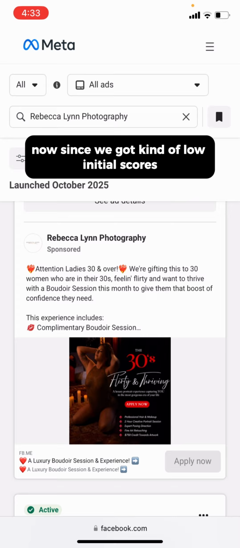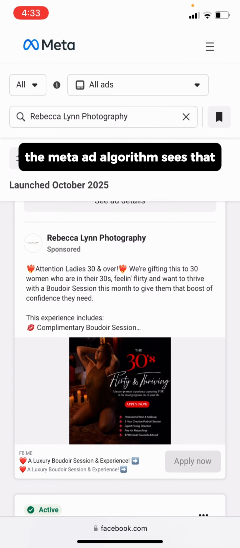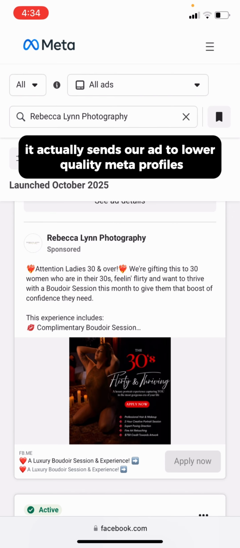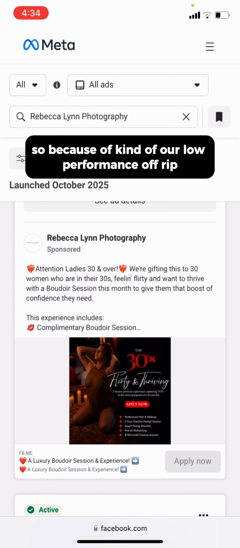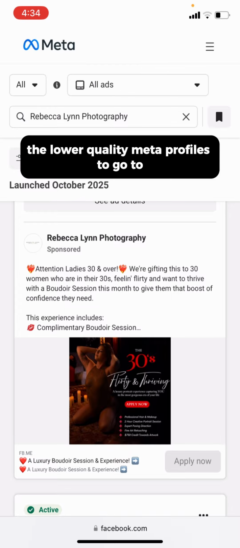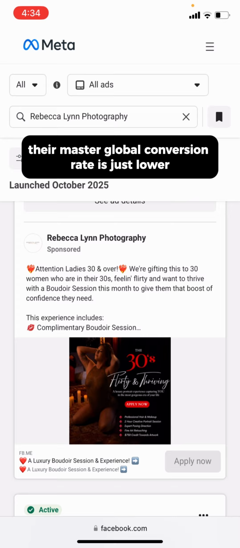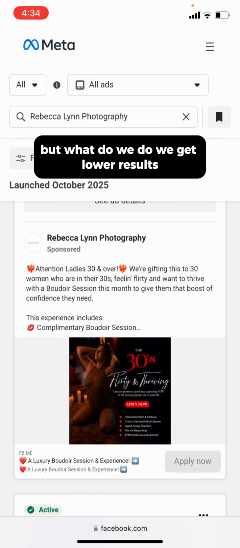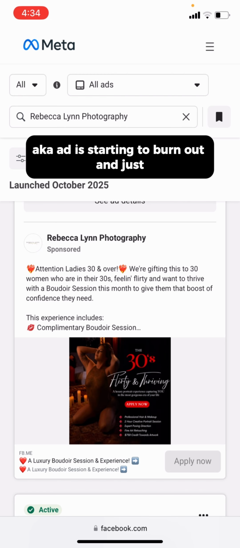Now, since we got low initial scores when we make these top 10 mistakes, the Meta ad algorithm sees that. And for tranche two, it actually sends our ad to lower quality Meta profiles. So because of our low performance off rip, we've unlocked the lower quality Meta profiles, who convert at a lower rate just off existing. That's their master global conversion rate, it's just lower. And so our ad goes to tranche two, and we spend the same ad spend, but what do we get? Lower results. AKA the ad is starting to burn out.